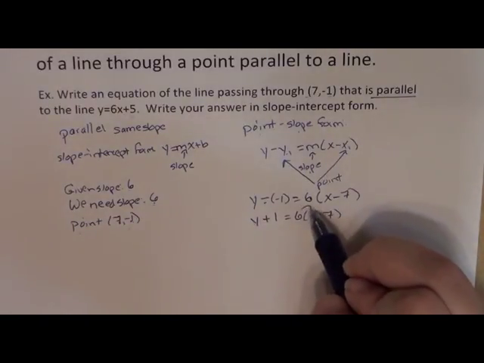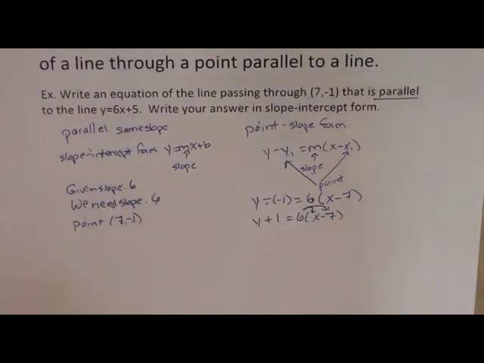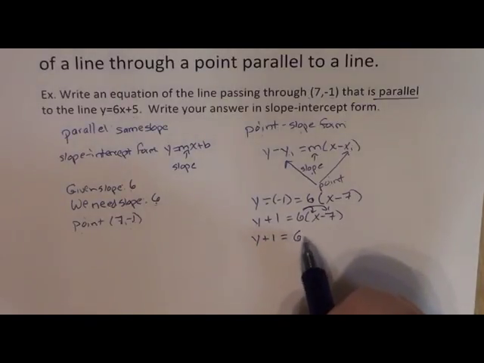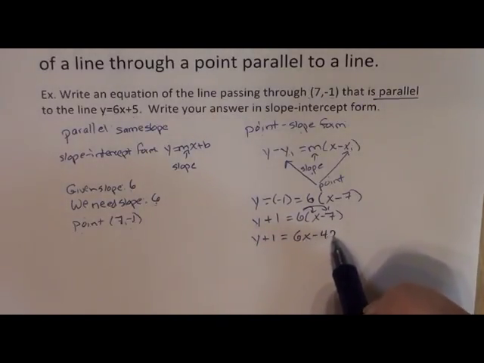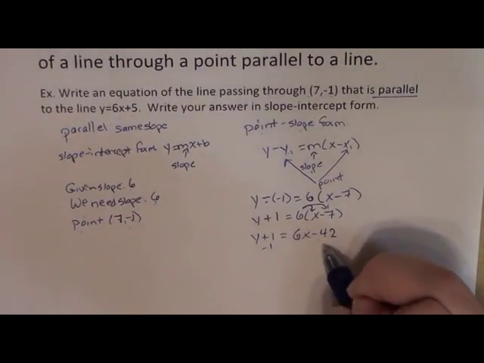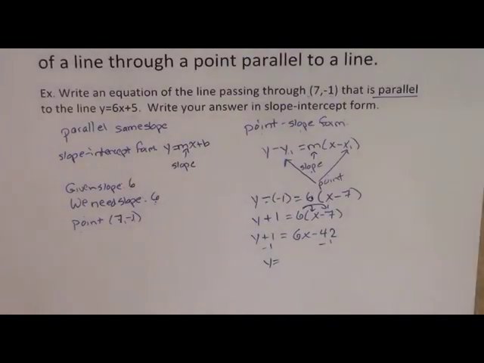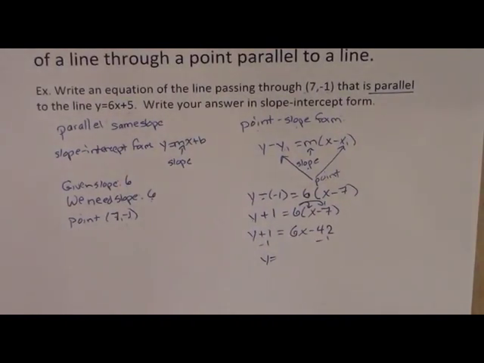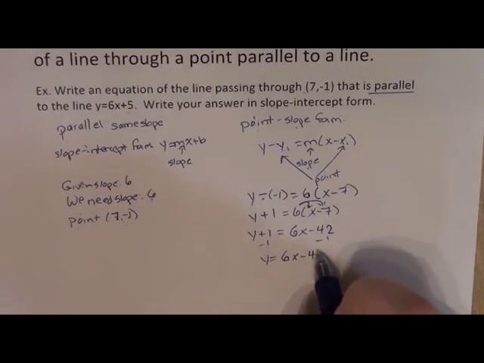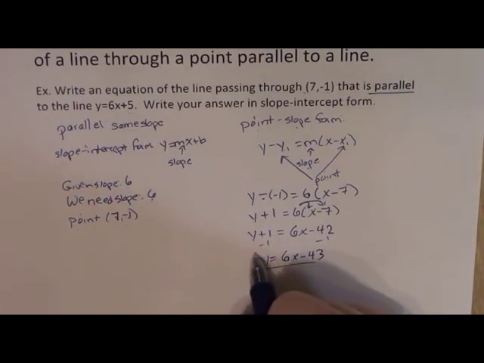So the first thing we do is handle the parentheses on the right side of the equal sign by distributing the 6, which gives 6x minus 42. And last thing, subtract 1 from both sides. y equals 6x minus 43.